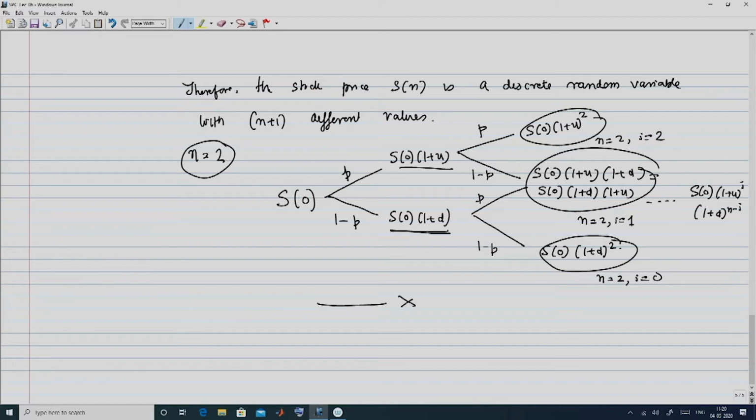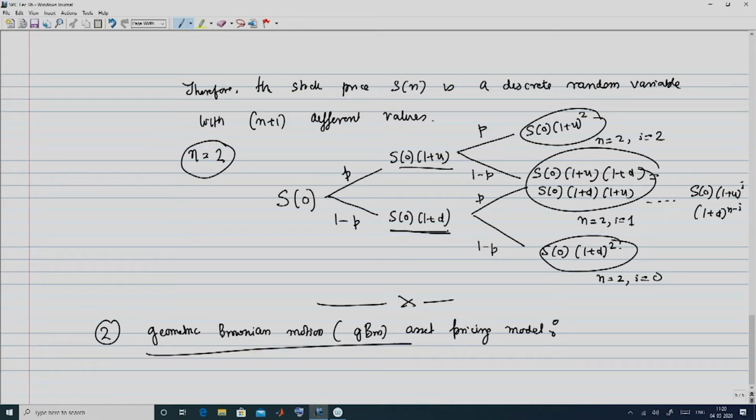Okay, so, this concludes the discussion on the binomial model. So, next we look at the other model, which is the geometric Brownian motion, GBM, asset pricing model. Okay, so let me first of all start with a motivation for this, from the point of view of it being extended from the binomial model.